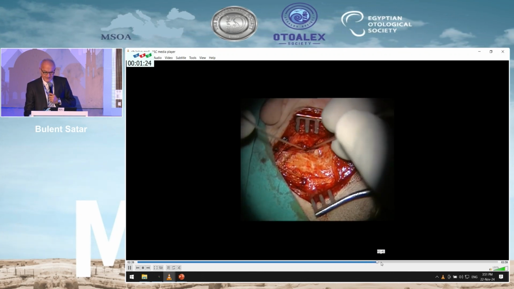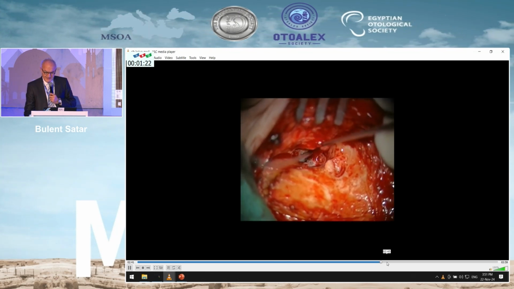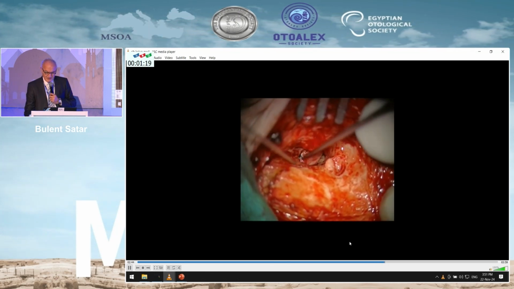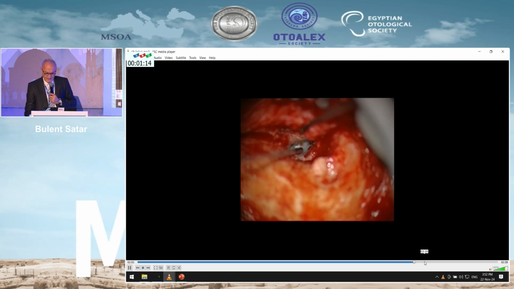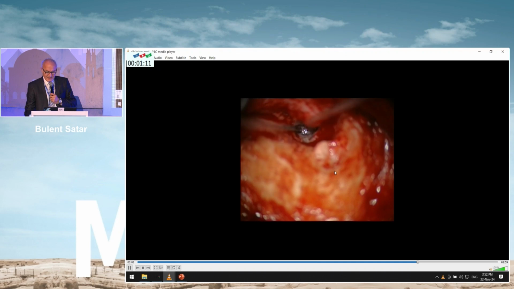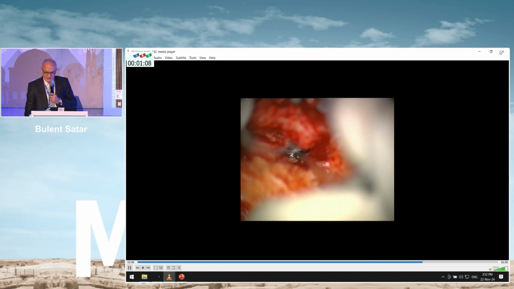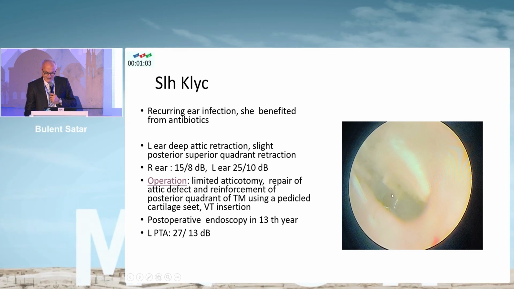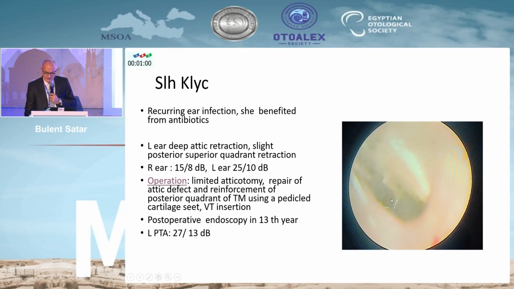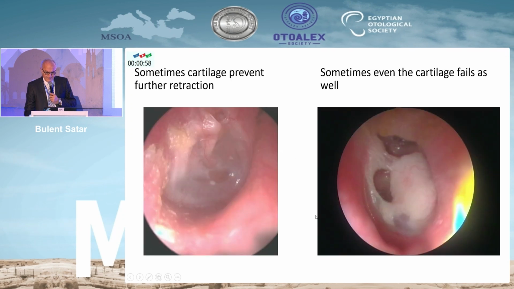When I had to repair the pars tensa, I mostly use pedicle cartilage. Again, ventilation tube insertion. Recently, I saw that patient, cartilage here and the previous ventilation tube site here. And sometimes cartilage prevents the further retraction. This is the cartilage graft and all previous ventilation tube site.